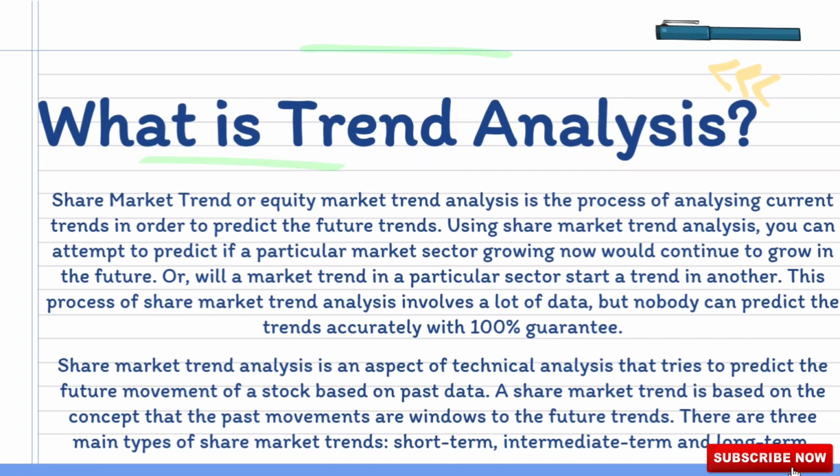Share market trend analysis is an aspect of technical analysis that tries to predict the future movement of a stock based on past data. A share market trend is based on the concept that past movements are windows to future trends. There are three main types of share market trends: short term, intermediate term, and long term.